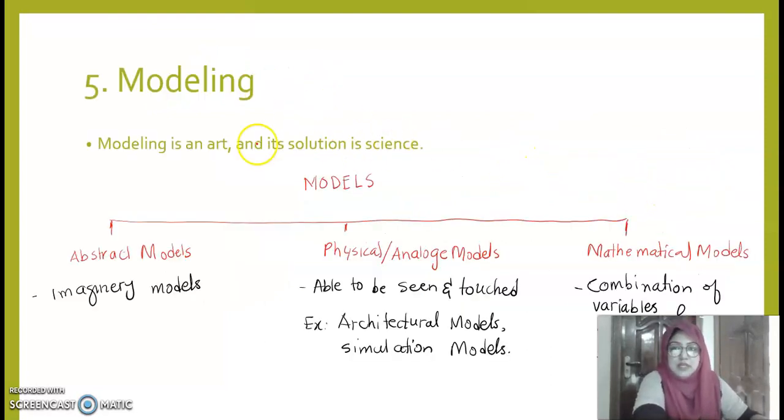Number five, we have modeling. So what we do in modeling, basically modeling is an art and a solution is a science. So we prepare the model. Basically we will be working with the mathematical model, but let me explain the other model types as well.